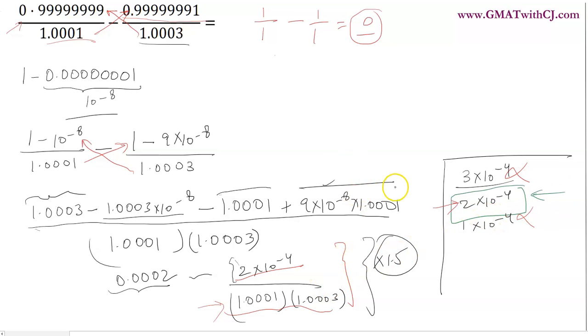Now I took a couple of approximations here. I ignored these 10 raised to power minus 8 numbers here, right? And I also eventually ended up ignoring this, right? So then how can I be sure about my answer?